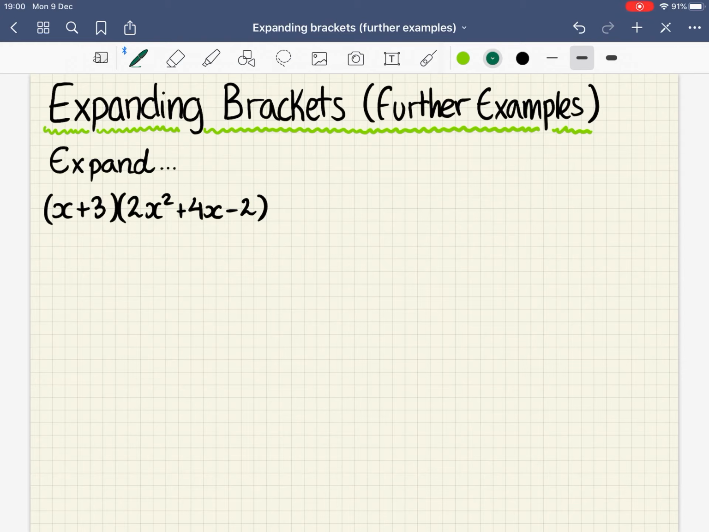So to start off with, I've got expand x plus 3, 2x squared plus 4x minus 2. So I do the same thing that I've done before. I split up that first bracket. I'm going to give myself a bit more space this time. And the second bracket goes into the empty spaces.